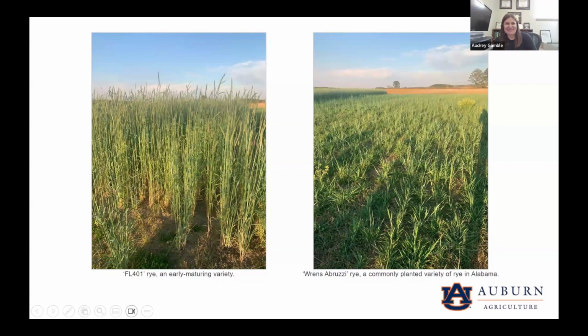So I was saying that variety can have a big importance on cover crop growth as well, and that this picture on the left shows an earlier maturing variety. So this is an additional consideration that you might want to look into once you've selected a cover crop. Look for a little bit of information. There's information on extension websites. You're welcome to contact me on specific varieties that may perform well.